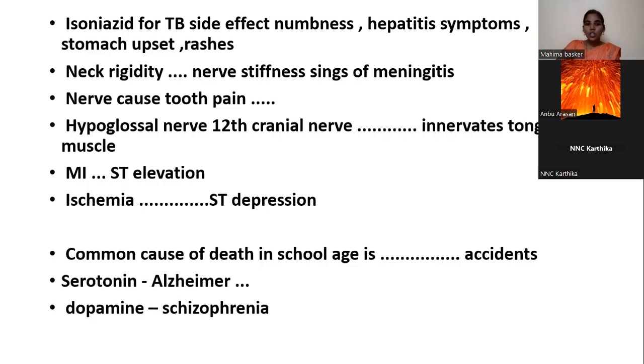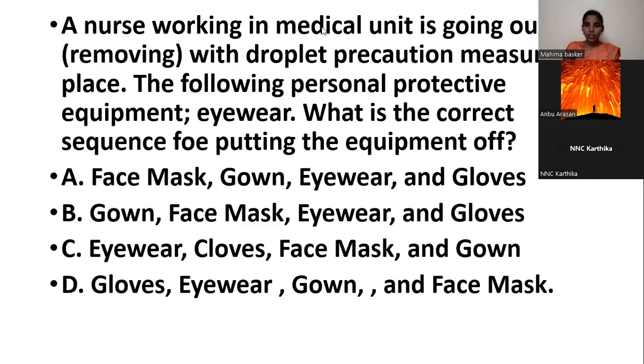Okay. Serotonin decrease means Alzheimer disease. Serotonin decreases in Alzheimer disease. Dopamine increases in schizophrenia. Don't forget. Dopamine we will be seeing in mental health, but still just remember these are the previous questions. Dopamine will be increased in the schizophrenia condition. These are the neurotransmitters.